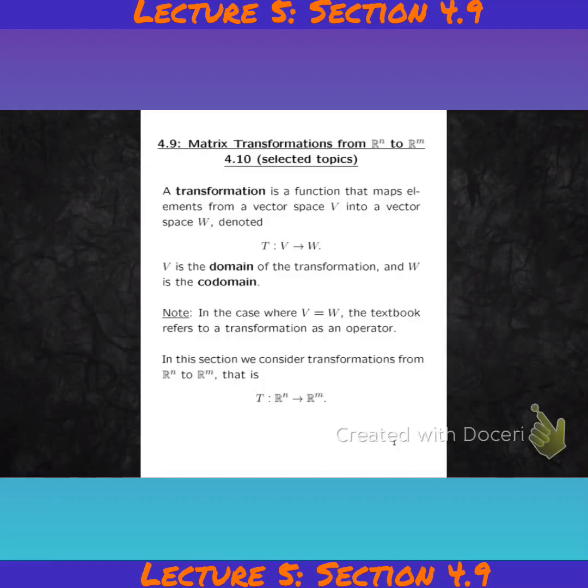Alright, so section 4.9 deals with matrix transformations from the vector space Rn to the vector space Rm. So first of all, what is a transformation? A transformation is basically a function that maps elements from one vector space V into a vector space W. So the transformation normally has that form.